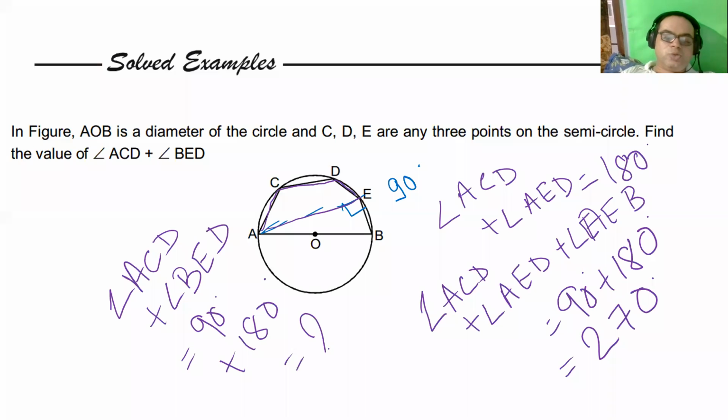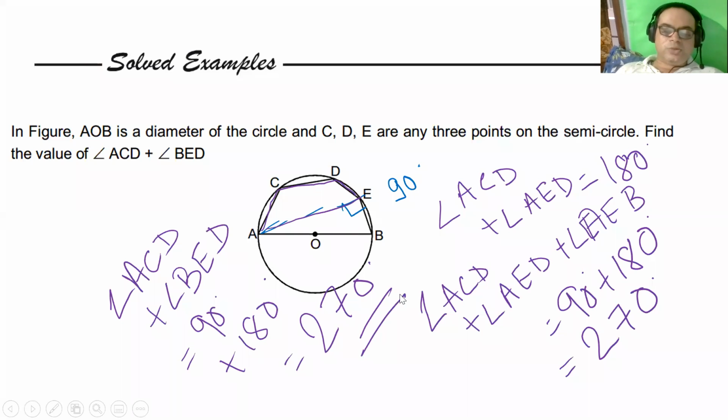So I can say angle ACD plus angle BED will be equal to 90 degrees plus 180 degrees, which is nothing but 270 degrees. Fine. So this is how you have to solve this question.